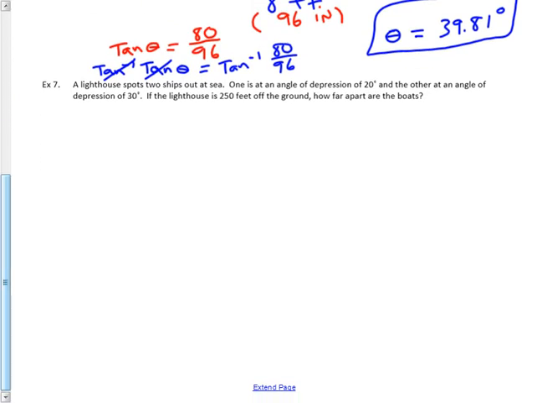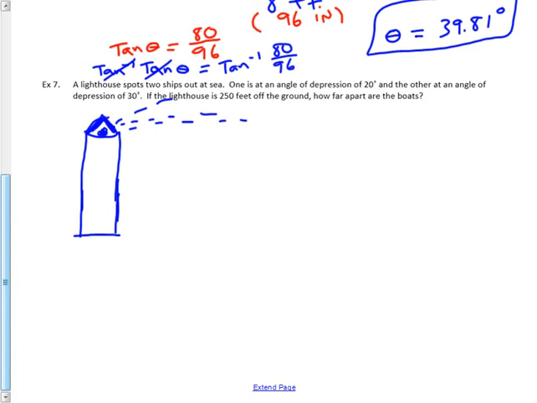And then finally, example 7, we have a lighthouse out here. Oh, this is going to be a good drawing. A lighthouse kind of has a peak at the top, kind of a round. It has a light in the middle that shines out. There's a lighthouse. I should go pick a picture out.